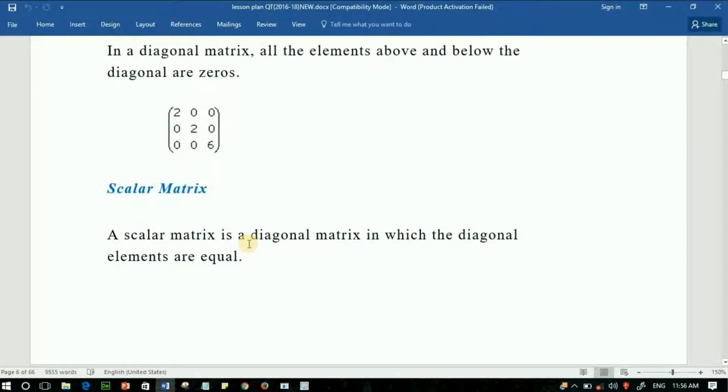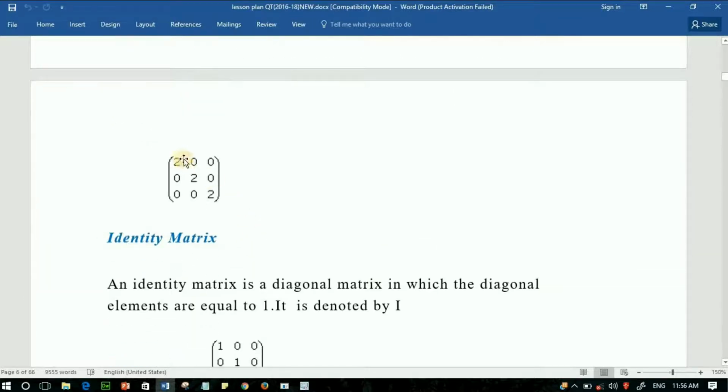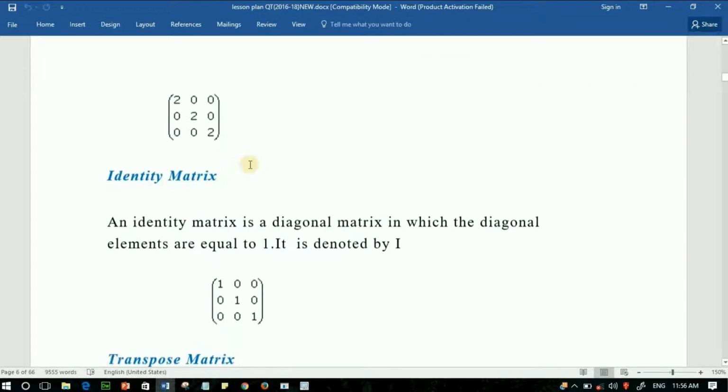And again we will discuss the scalar matrix. A scalar matrix is a diagonal matrix in which the diagonal elements are equal. You can see an example: 2, 0, 0, 0, 2, 0, 0, 0, 2. So all diagonal elements are equal, 2, 2, 2. Again we can say 5, 0, 0, 0, 5, 0, 0, 0, 5. These are examples of scalar matrices.